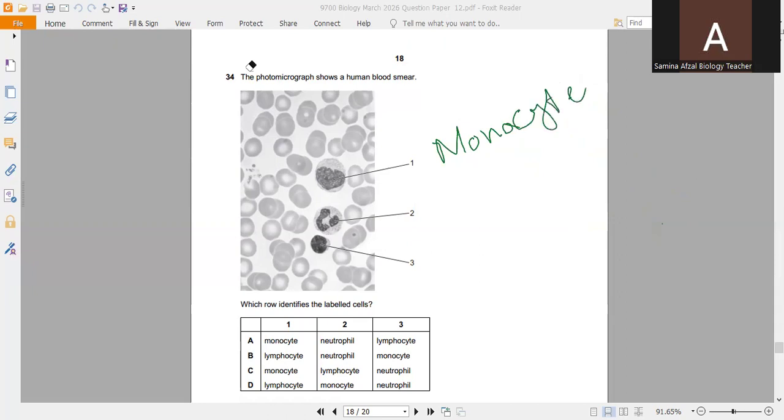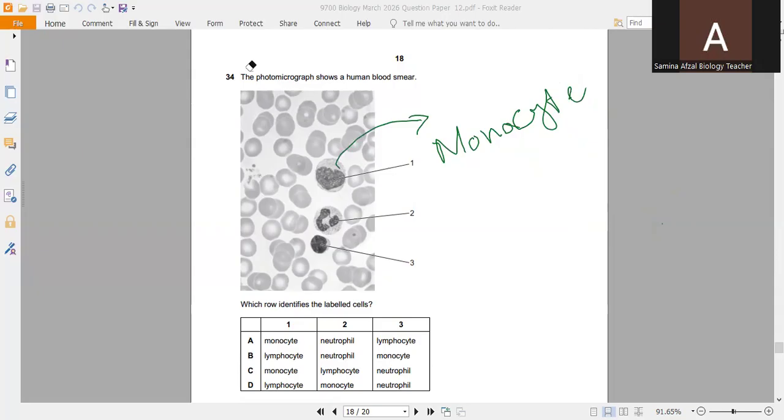And why is it a monocyte? This is the largest type of white blood cell. You can see its nucleus. It features a large, central kidney bean or horseshoe-shaped nucleus and abundant cytoplasm without obvious granules. So the large nucleus shows that it is a monocyte.